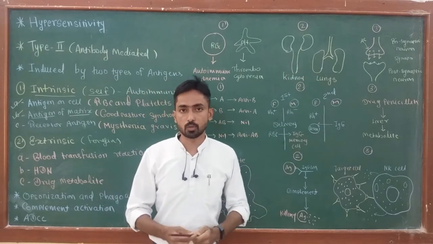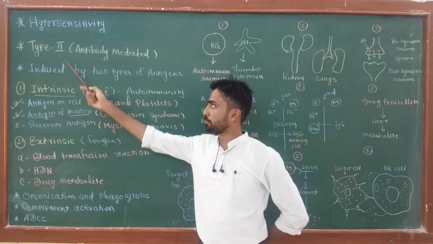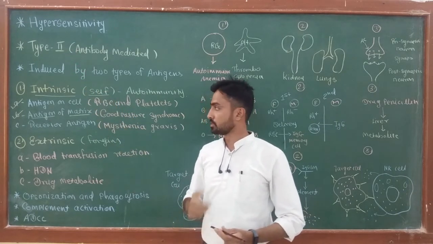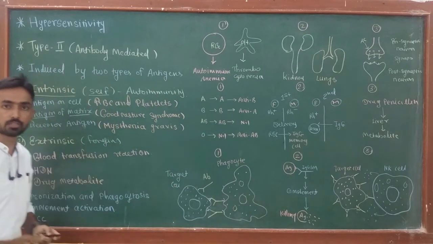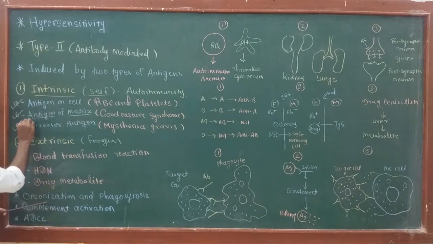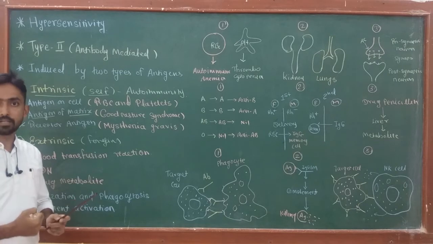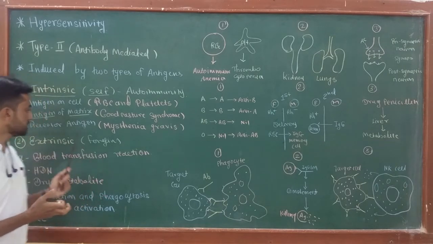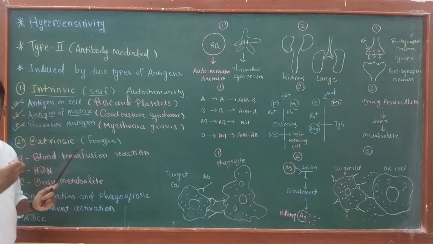Okay, this is called Goodpasture syndrome, which is nothing but a type 2 hypersensitivity reaction. The third type of self antigen which leads to type 2 hypersensitivity is the receptor antigen. We know that various types of hormonal receptor antigens are present in the human body. That means these are the receptors present on the cell that recognize the presence of a hormone.